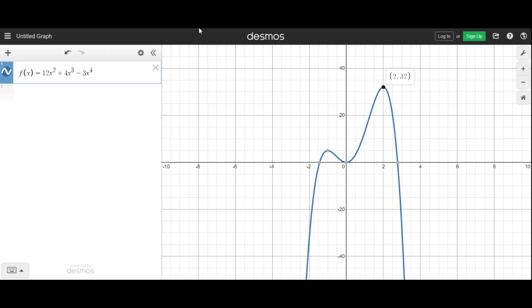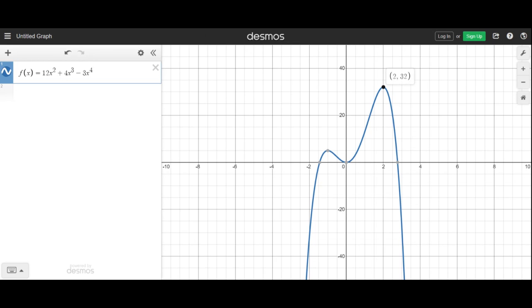Are we including 32 or not? Yes, right? 32 is an actual y value on the graph now. So we need to use a bracket to include the 32 in our range. Okay, but our graph never goes above that. Okay, so we never want our range to go above 32.